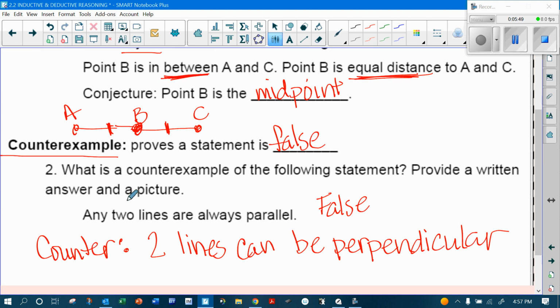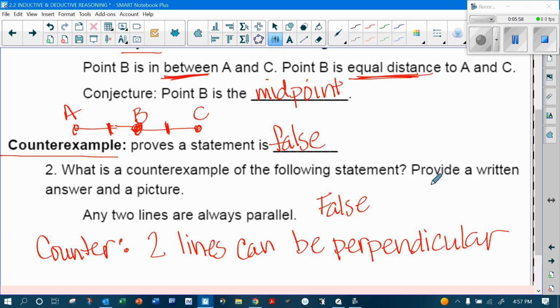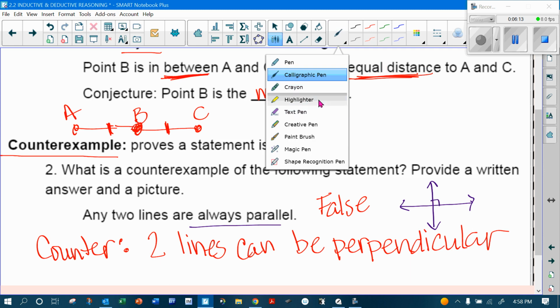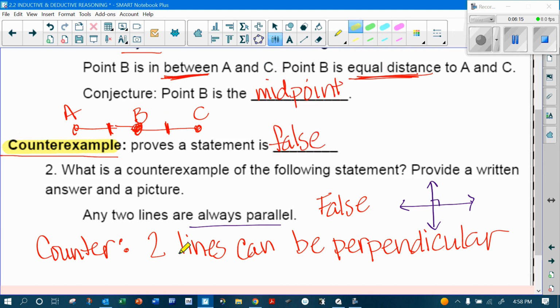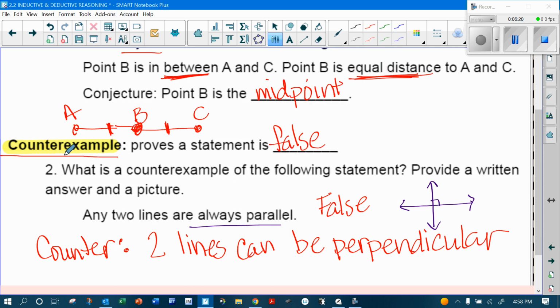Now it says to provide a written answer. Boom, there's my written answer. And a picture. Well, if I'm going to draw a picture of that scenario, then maybe I should draw two lines that are perpendicular, like the X and Y axis. They're not always parallel. They are perpendicular. So a counterexample, it's extremely important to understand a counterexample. You want to prove that whatever someone is saying is not true, provide a counter.